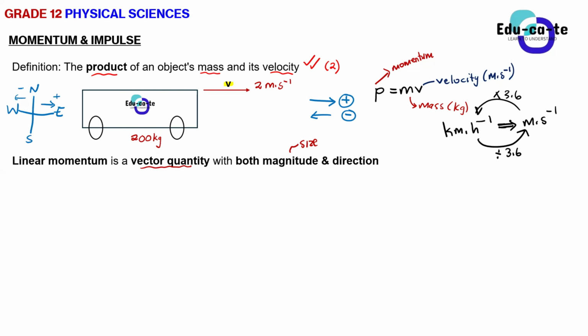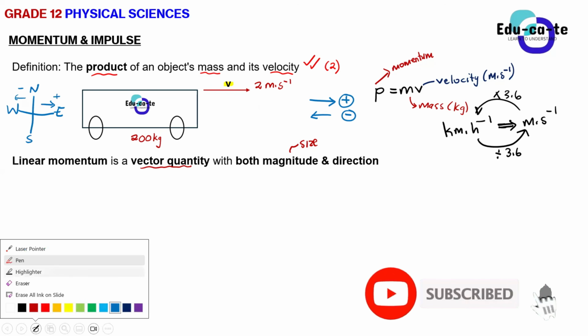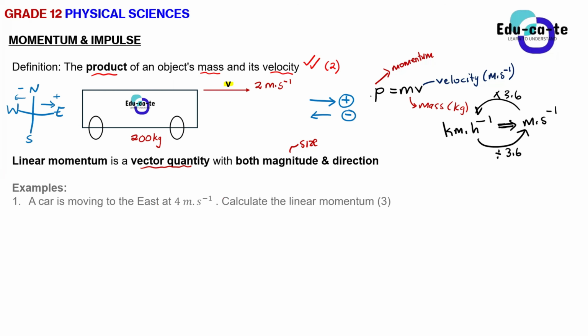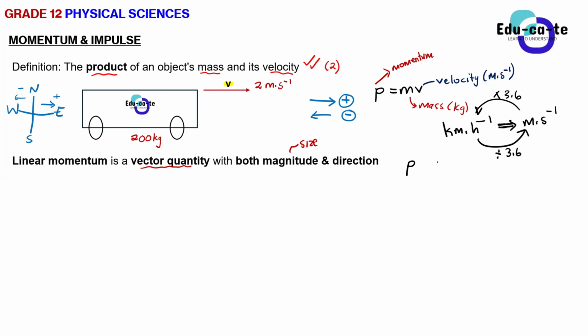Now, if we are given such a question, you have a 200 kg car moving at a speed of 2 meters per second. How much momentum will it have? Whenever they say calculate the linear momentum of this car, you start with the formula P equals mv. You write the formula first: the momentum P is equal to the mass times the velocity.